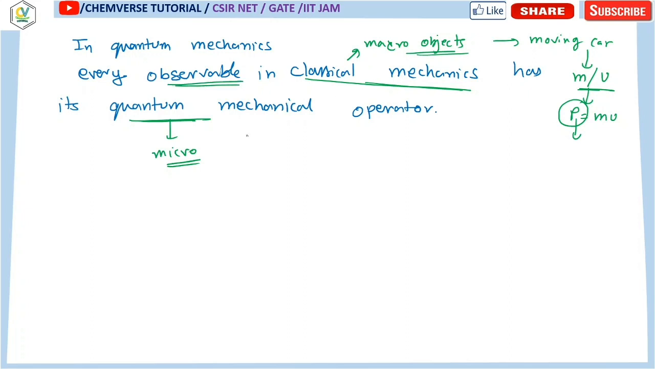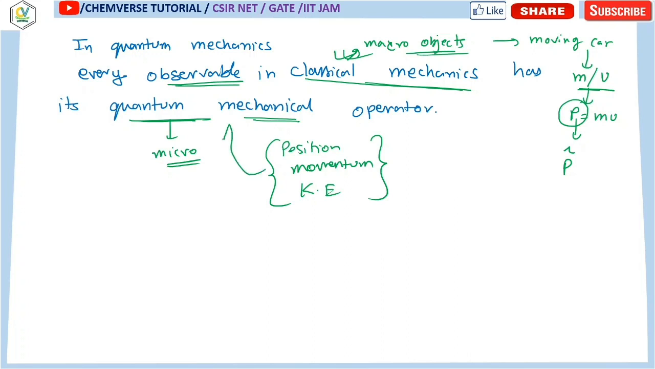Now in quantum mechanics you will get a quantum mechanical operator for momentum. In this way we will discuss several quantum mechanical operators: the position operator, the momentum operator, as I have discussed, and the kinetic energy operator. So all these observables in classical mechanics will have a corresponding quantum mechanical operator. Clear? So this is the first point you need to understand.